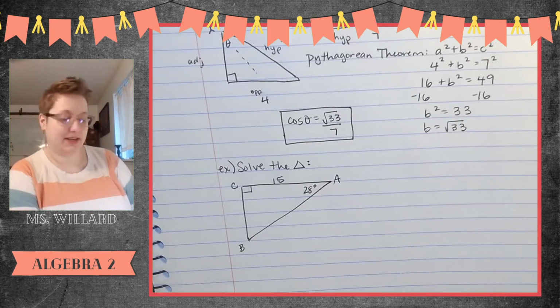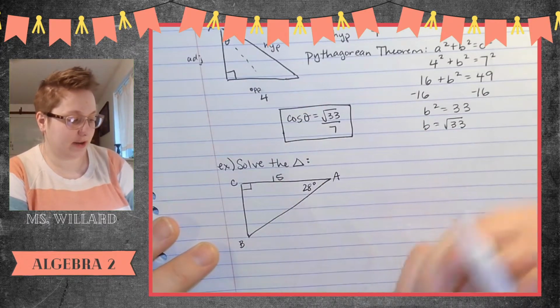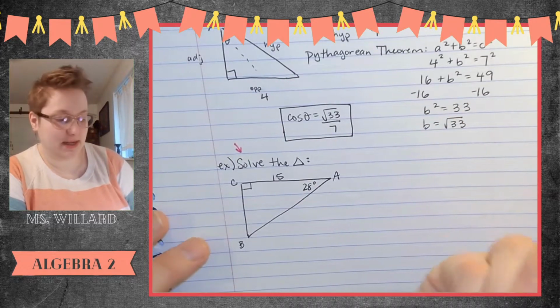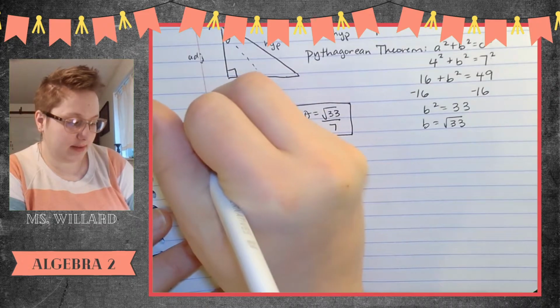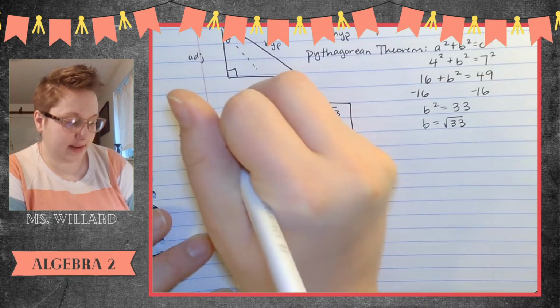So here's the other thing we can do in Algebra 2: solve a triangle. Now, solve, just like in geometry, means to find all missing sides and angles.